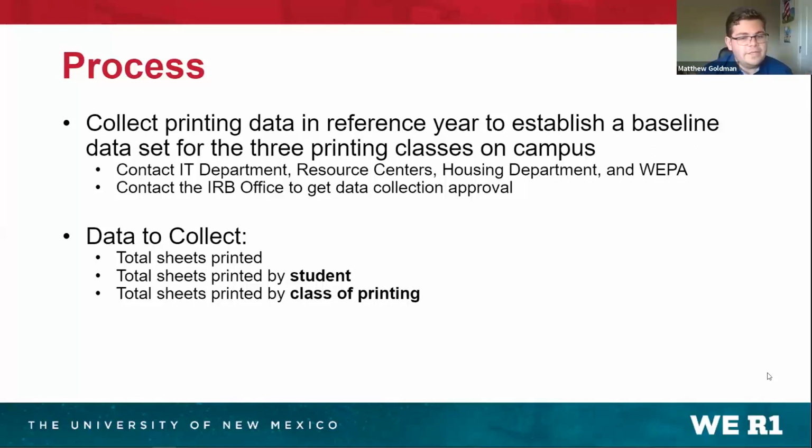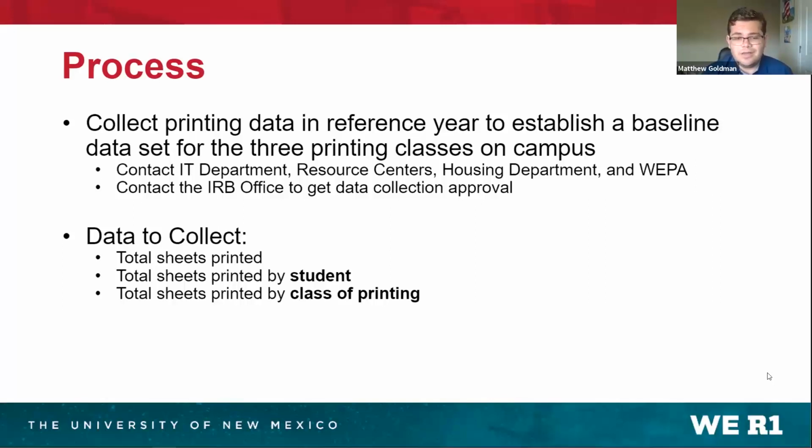So yeah, our plan is to implement a 2-year data collection timeline with the upcoming academic year being our reference year in order to establish baseline usage patterns and printing patterns across campus and across those different classifications. Before we can collect any data, however, we must contact the several different departments on campus that Katrina mentioned, like IT, resource centers, housing, and WEPA, but we also need to contact the IRB office and ensure that our data collection mechanisms are appropriate while still providing us with the requisite data we need to implement this research.